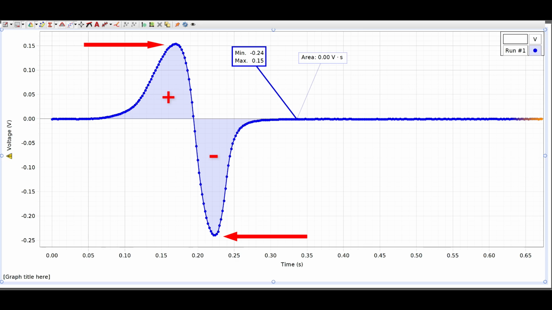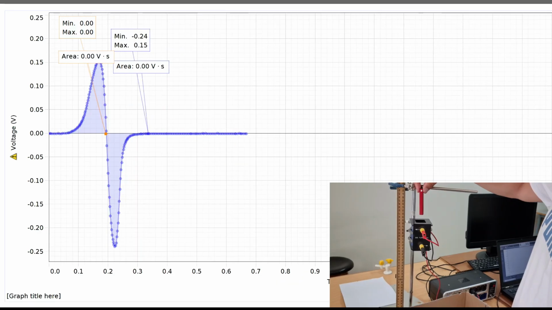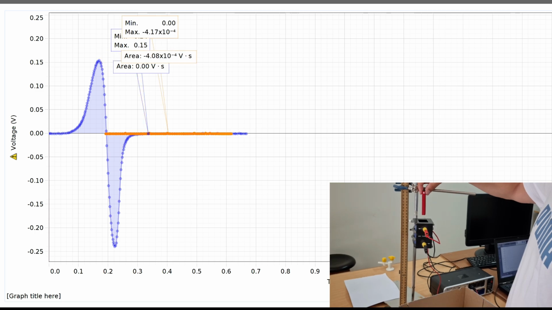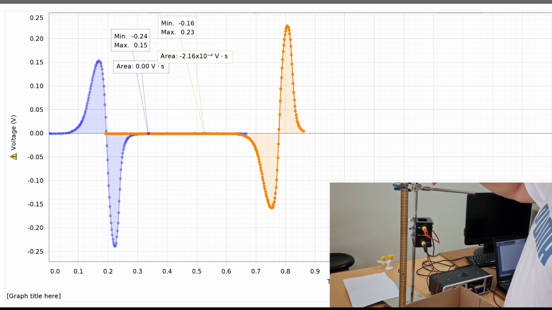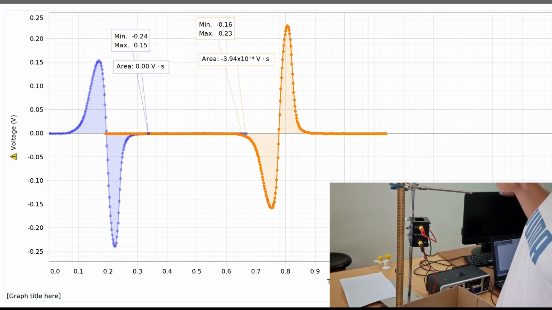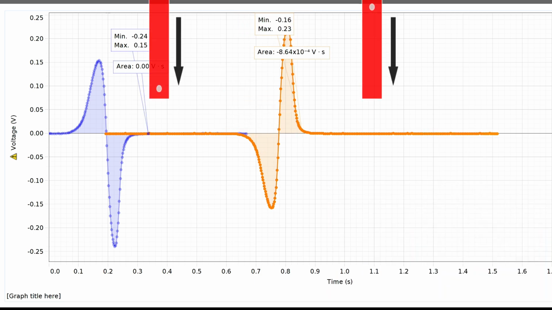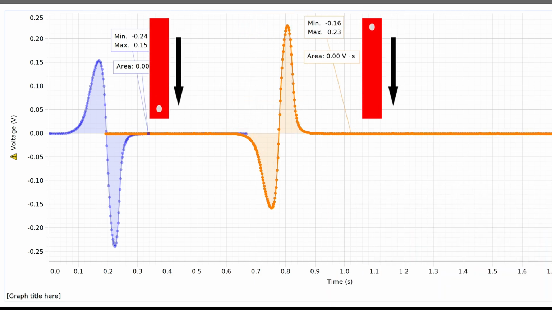The total area of the plot is 0, as the change in magnetic flux when the magnet enters the coil is exactly opposite the corresponding change when the magnet exits the coil. By letting the magnet fall vertically from the same height with opposite polarity to before, we observe the creation of electromotive force by induction with opposite polarity.